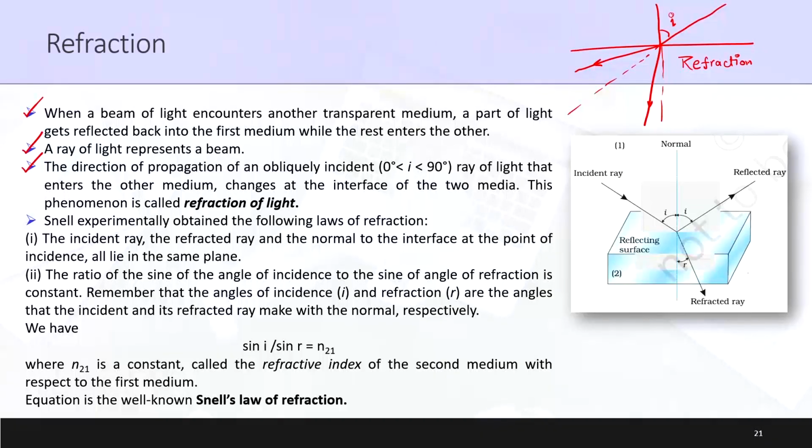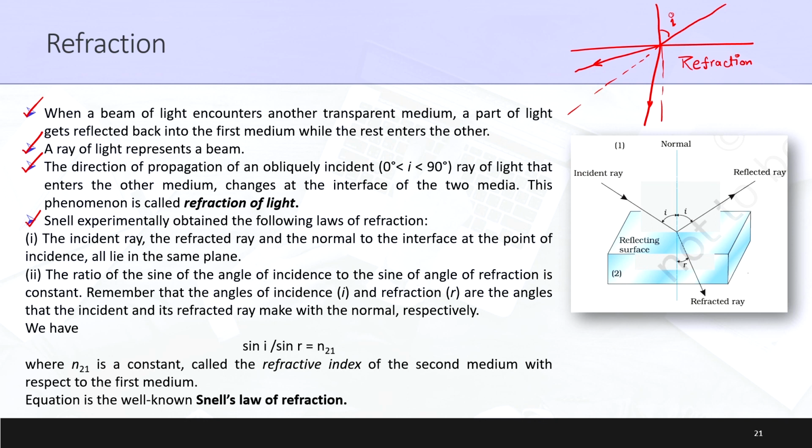Next, Snell experimentally obtained the following laws of refraction. Again there are two laws. First, the incident ray, the refracted ray and the normal to the interface at the point of incidence all lie in the same plane. It is the same as in reflection, only reflection has been changed into refraction here. This is the plane in which the incident ray is present, the normal is present, and the reflected ray is present, and similarly the refracted ray is present in the same plane.